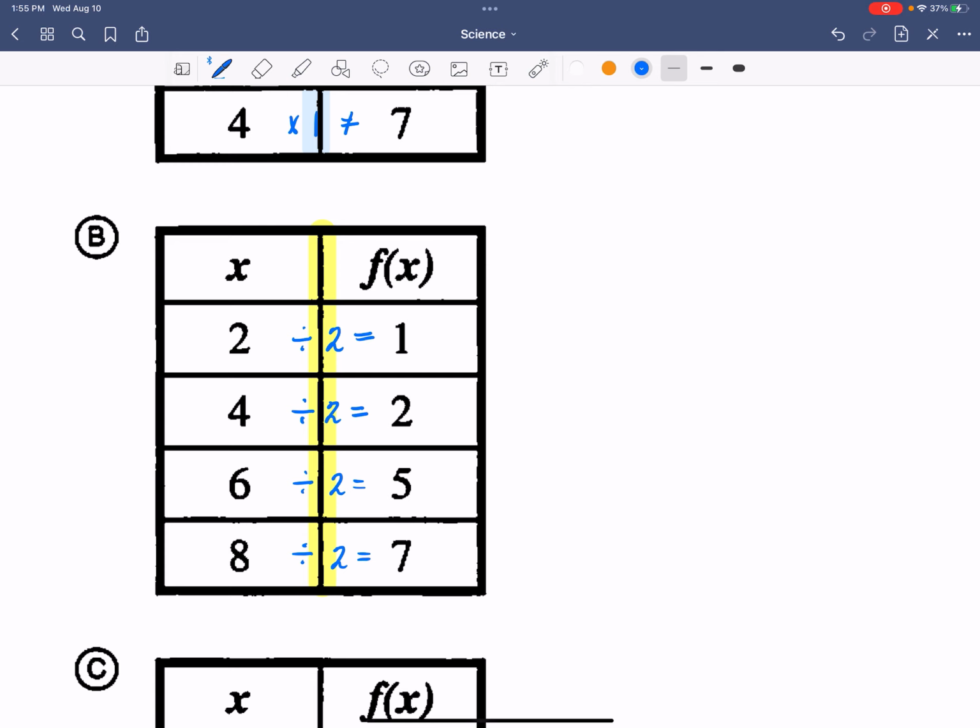Okay, so 2 divided by 2 is 1. That checks out. 4 divided by 2 is 2. 6 divided by 2 is not 5. 8 divided by 2 is not 7. So again, this is not a linear function.